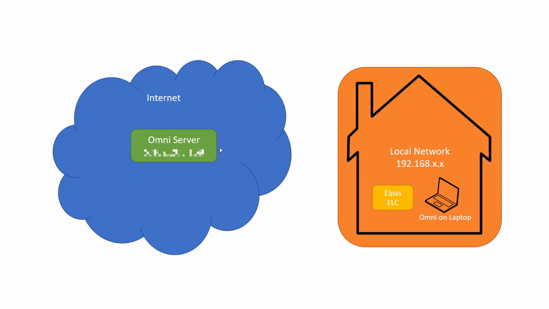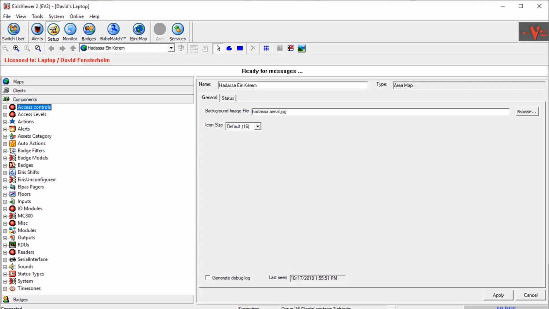First, we'll open up the EV2 client on the laptop in the local network. Here we are in the EV2 client on a server or laptop running in the local network. It's running just for the purpose of configuration of the reader or the ELC controller. Once that's done, then we could remove that laptop. It's no longer needed because the reader or ELC will then be communicating directly with the server on the internet.